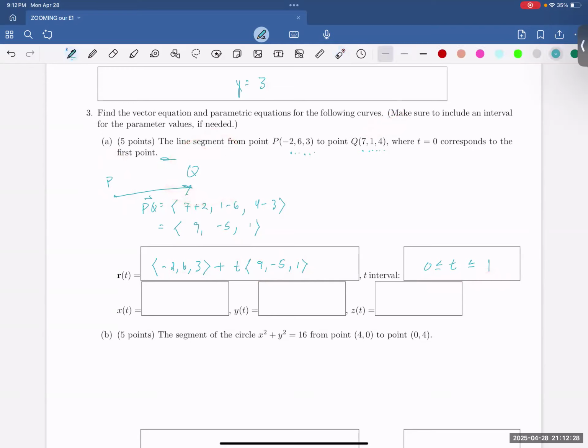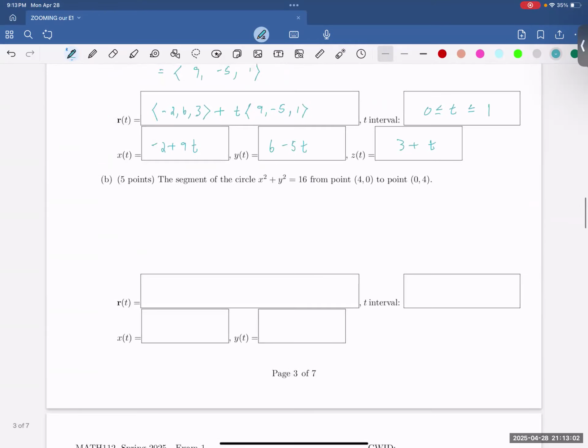All right, and then the parametric pieces x, y, z are when you combine these things. Let's see. So if you combine the vectors here with the scalar multiple t, it would be -2 and 9t, 6 and -5t, and 3 and 1t. So if we write that out, it would be -2 plus 9t, 6 minus 5t, 3 plus t.